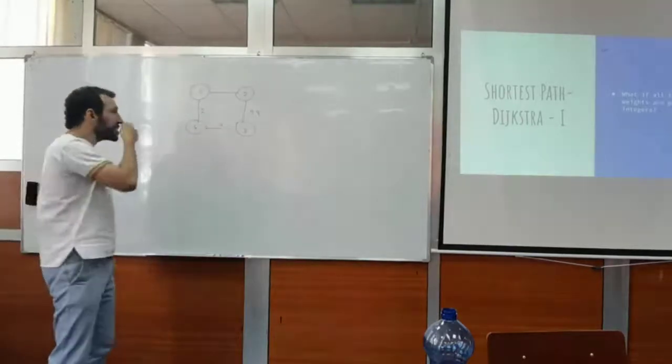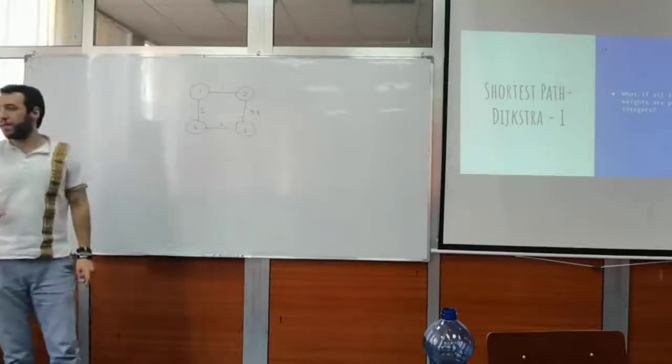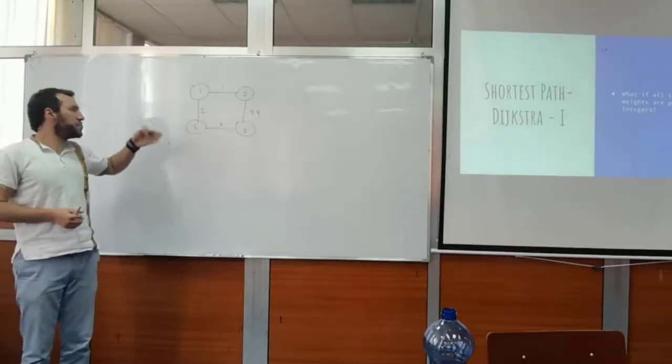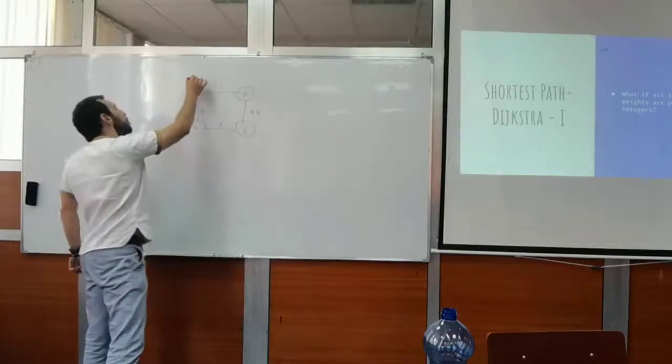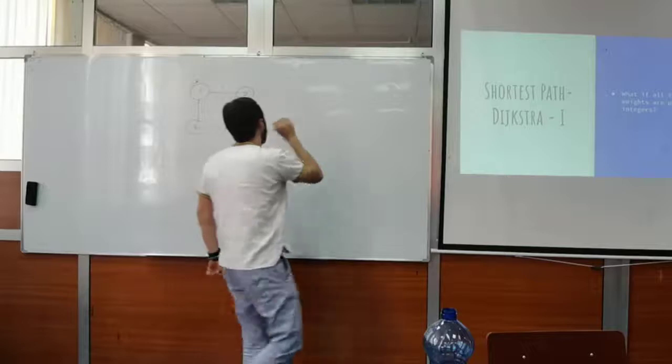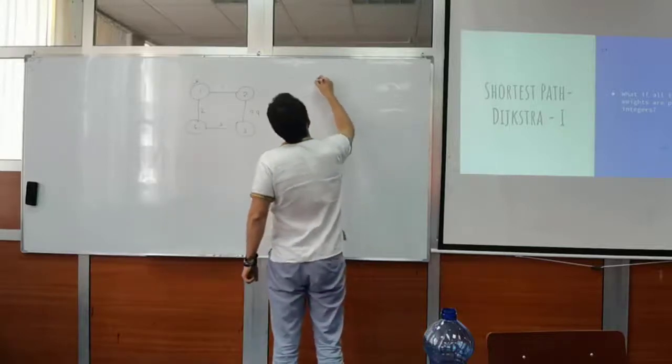So let's try to execute this. Let's try to execute BFS with a priority queue in this graph. Now we start from node 1. So let's say this is our priority queue.